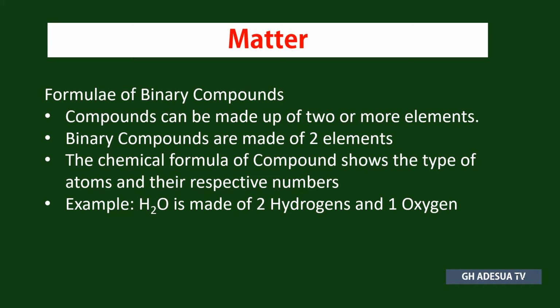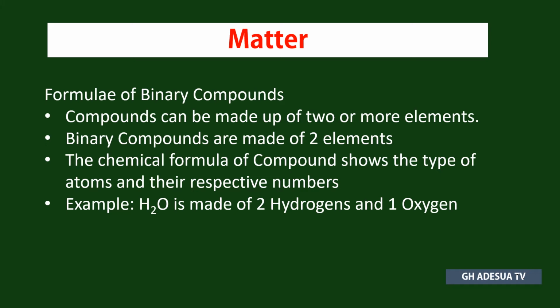Now the chemical formula of a compound shows the type of atoms and their respective numbers it is made up of. So if you see a chemical compound, the formula will tell you which kinds of atoms are included in there, and then their respective numbers.